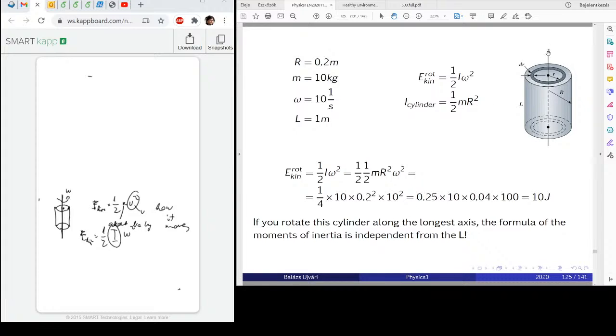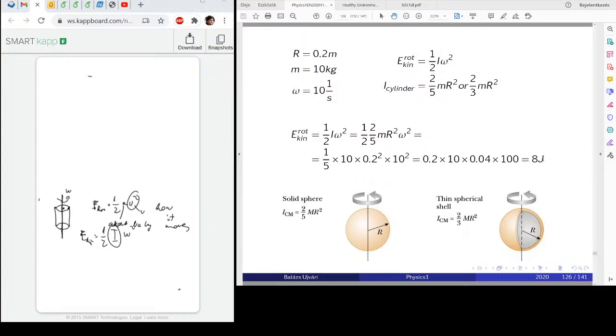If you rotate the cylinder around this axis, the energy of the rotation is independent from the L, from the length of the cylinder. Of course, if you rotate by using, for example, a horizontal axis, the L will take part in the formula, but in some special cases like this one, some parameter of the body doesn't even matter.